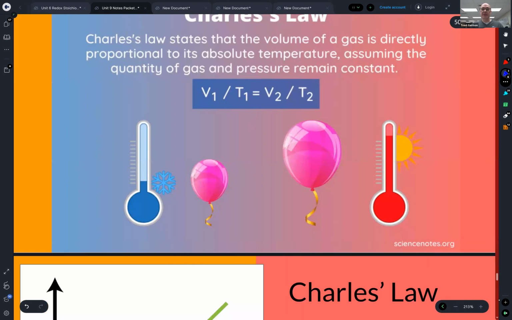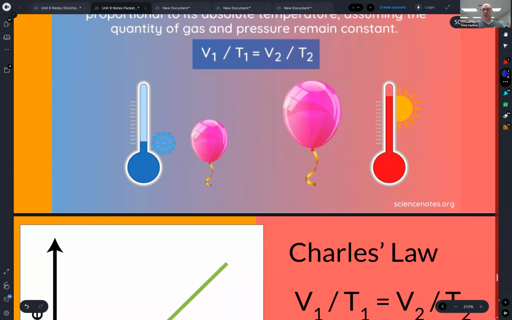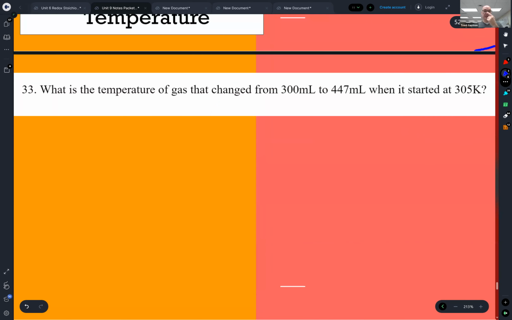Now, what if the pressure doesn't change? What if the pressure stays the same, but you increase the temperature? The volume is going to change. So what we're going to do now is put this into a new equation. We get rid of the P and we have Charles' law: V over T equals V over T. As you increase the volume, you increase the temperature. And so let's take a look at this equation in practice with this example problem.